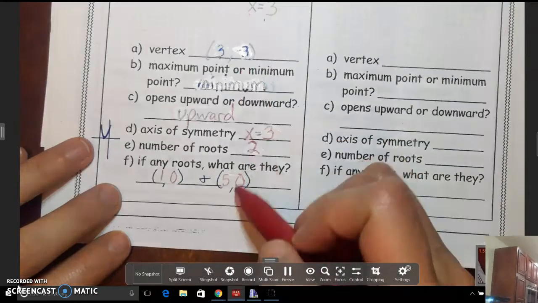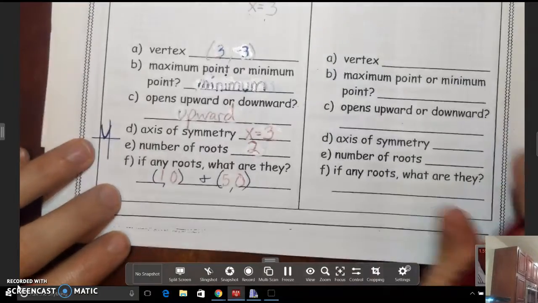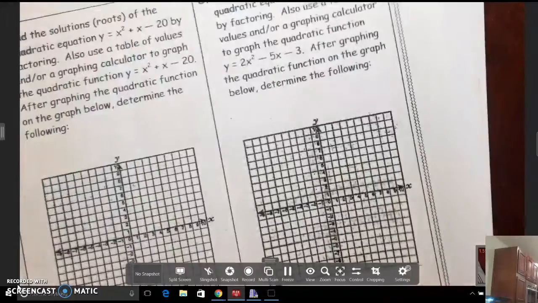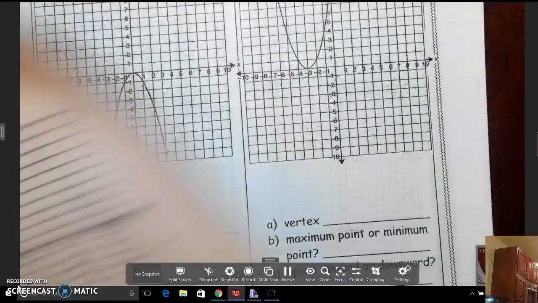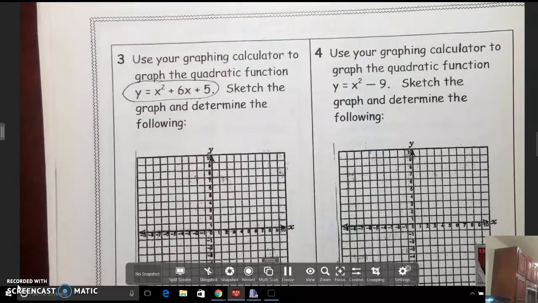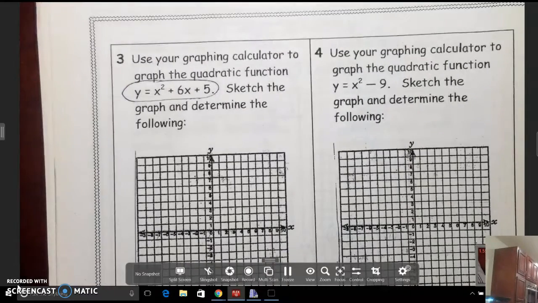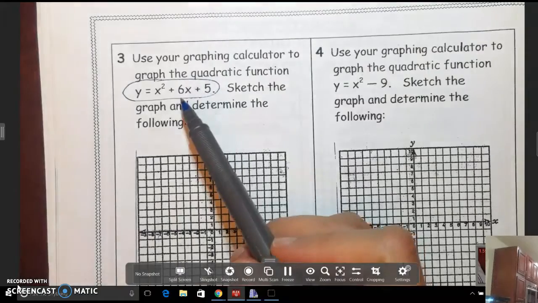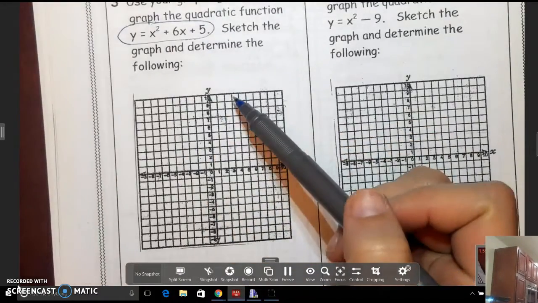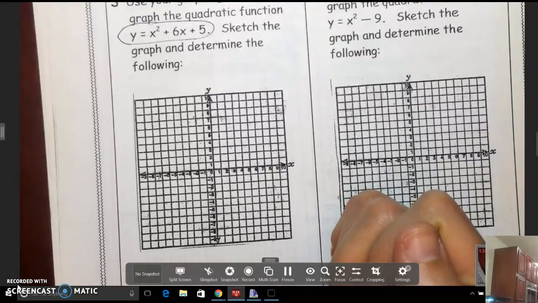Okay, so this is how you're going to fill out number 2. Alright, so really quick, I'm just going to try to go through as many examples as I can. So we're going to go to number 3. The only difference between 3 and 2 is that you're going to have to graph this in the graphing calculator first, and then sketch the graph, and then identify all the things that we just talked about.